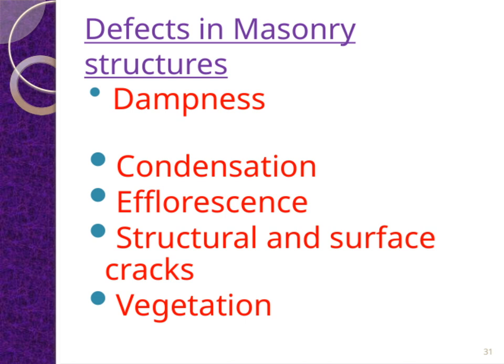Dampness can also cause structural and surface cracks, weakening the building's stability over time. Vegetation growth, like moss or weeds, can indicate persistent damp conditions and can further damage surfaces if not addressed. When it comes to masonry structures, any defects, such as cracks, loose mortar, or damaged bricks, can be both a sign and a cause of moisture problems. These issues often exacerbate dampness, creating a cycle that can be tough to break without proper maintenance.